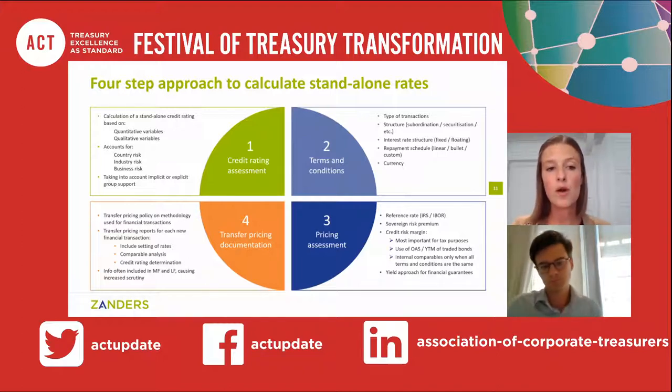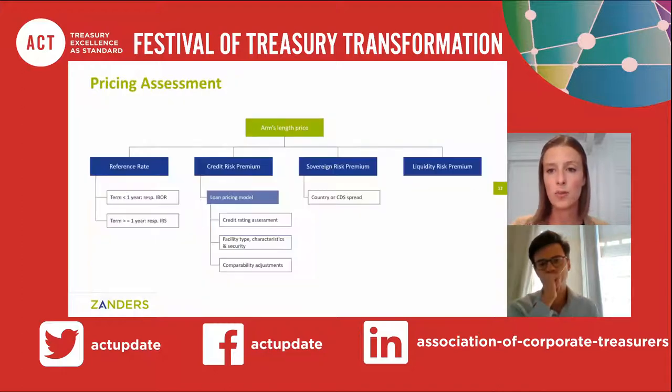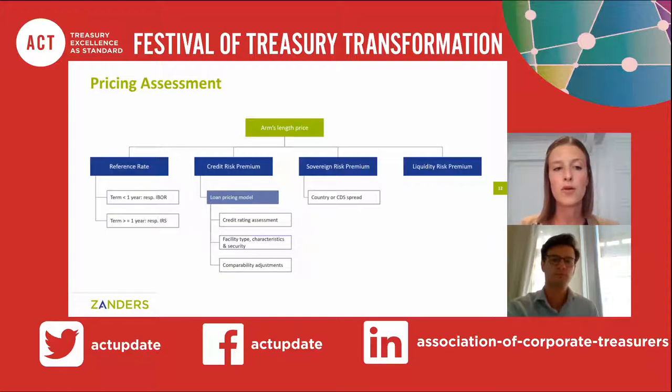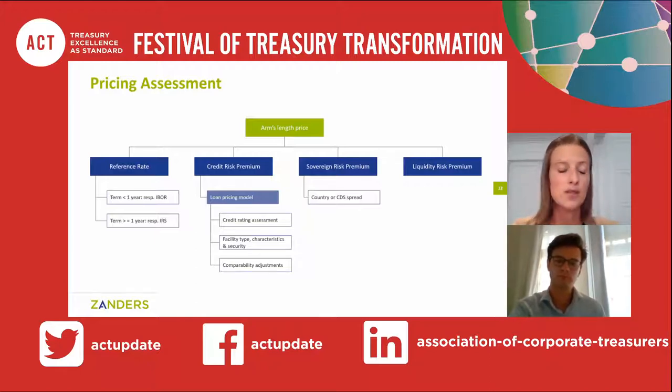So to then go a bit more into detail on the pricing assessment, so how to really do that in practice. What we see is that it's a buildup basically of four components, the arm's length price. The first component is the reference rate, whereby you usually see that for shorter term loans, you use respective IBORs as a reference rate. For longer term loans, it's the IRSs, just because the IBORs aren't available anymore.